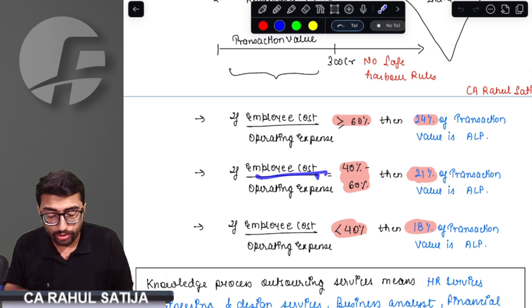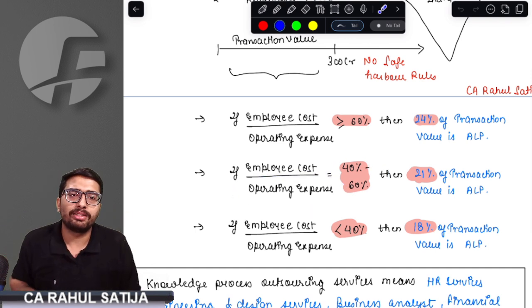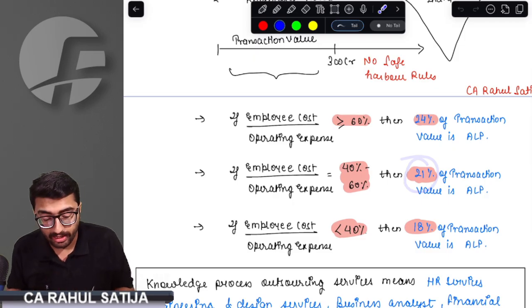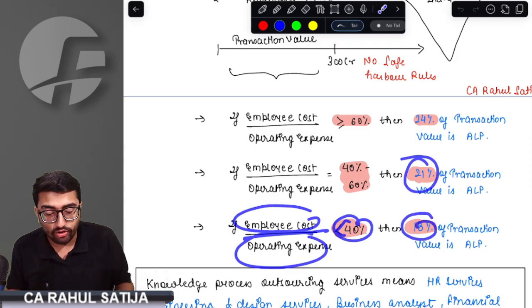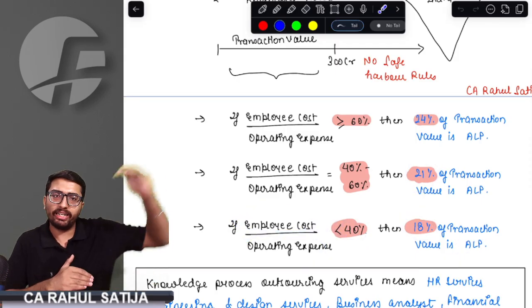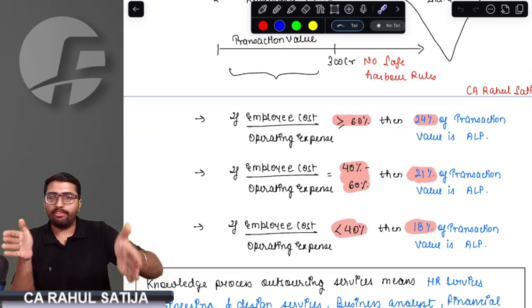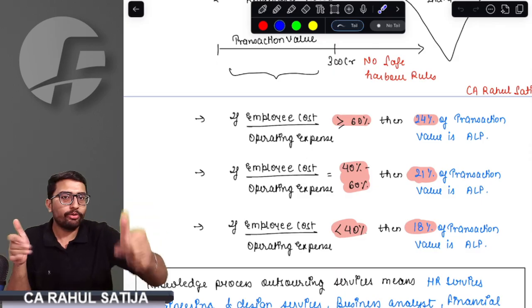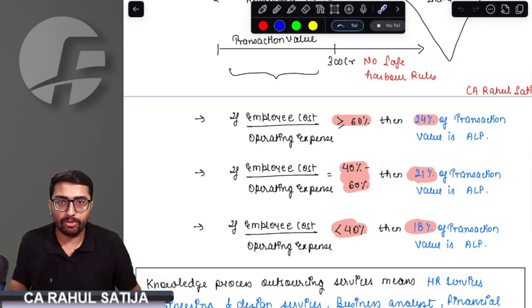But if this employee cost to operating cost ratio is between 40% and 60%, then 21% is to be declared. And if the ratio is less than 40%, then you have to declare 18% of your transaction price. So 18, 21, and 24%. What do you have to see? If the transaction value is up to 300 crore, only then are safe harbor rules allowed. If it exceeds 300 crore, no safe harbor rules are given.